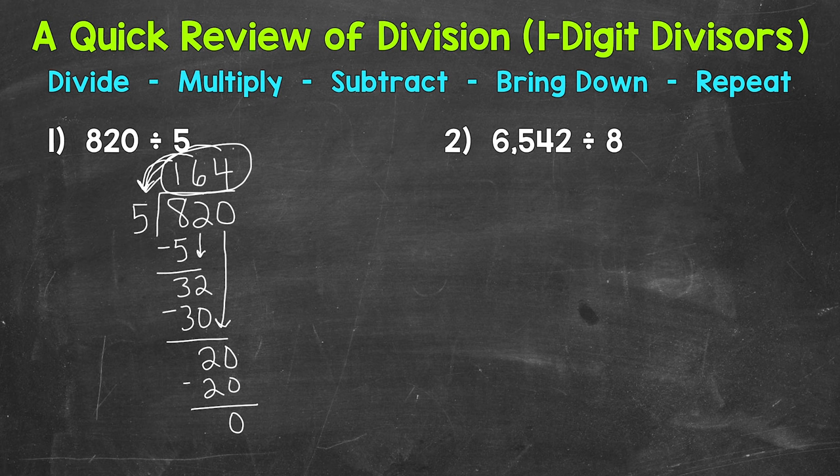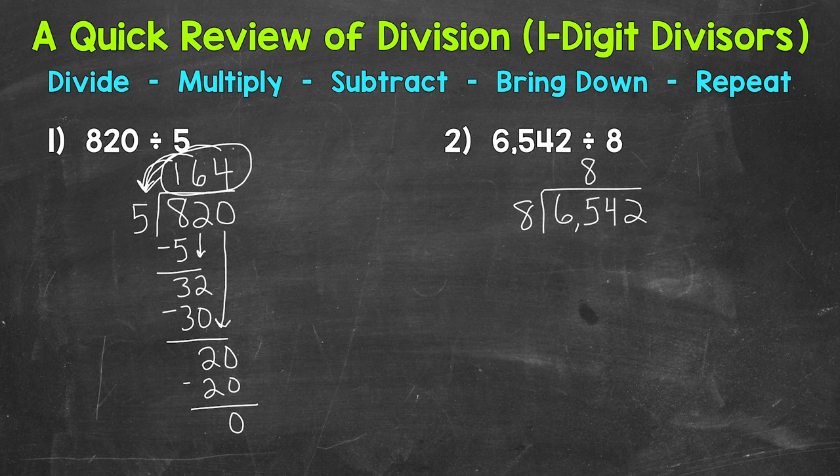6,542 divided by 8. So let's set this up. 6,542 divided by 8. So we'll start with divide. We have 6 divided by 8. How many whole groups of 8 can we pull out of 6? Well, we can't do that. We don't have any whole groups of 8 out of 6. So we need to take a look at the next digit over and combine that 6 and 5 to make a two-digit number. So we're looking at 65. How many whole groups of 8 are in 65? Well, 8. That gets us to 64. So 65 divided by 8 is going to be 8. And that 8 needs to go above the 65, not the 6.